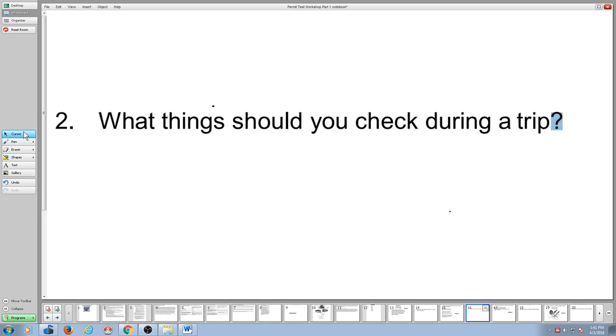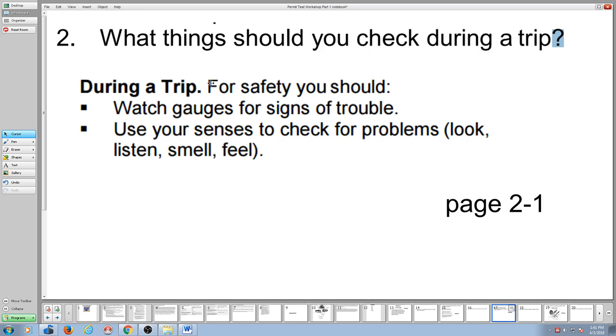Anyone? Brakes. Air brakes. Lights? Emergency equipment. What they're going to say is for safety you should watch gauges for signals of trouble, and use your senses to check for problems.